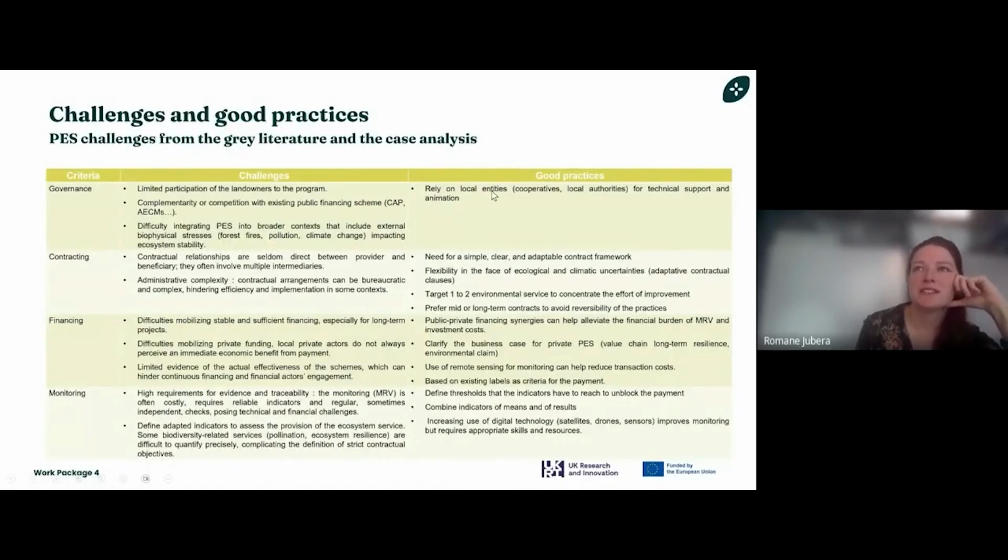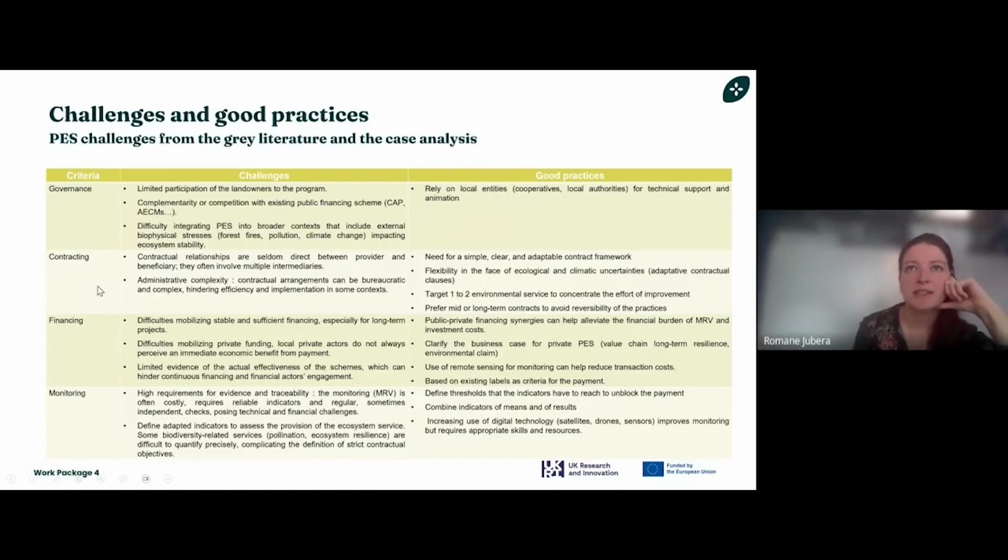One of the good practices that we can provide for the moment is to rely on local entities, cooperative local authorities for technical support and coordination, and they can also allow to better the engagement and the participation of landowners, especially farmers with farmers cooperative.